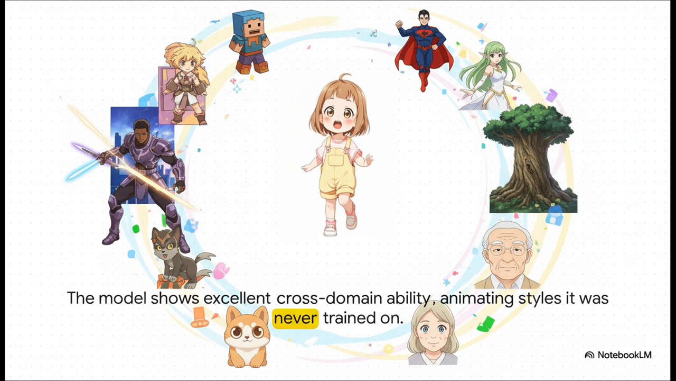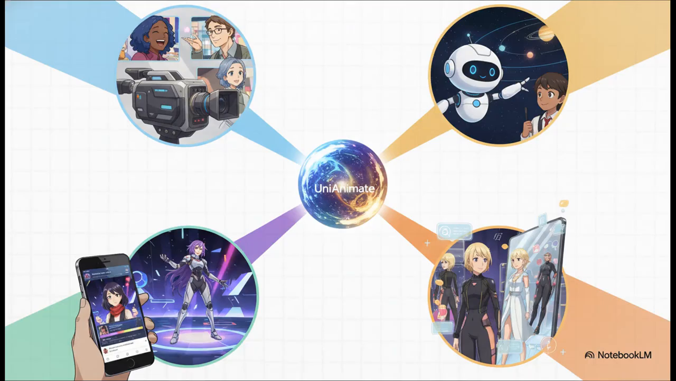UniAnimate is kind of like a universal translator. It was trained on realistic human videos, but as you can see here, it can perfectly animate a cartoon character that it has never, ever seen before. This means the technology isn't just a one-trick pony. It is an absolute creative powerhouse. And that opens up a whole world of possibilities that's going to touch every part of our digital lives.